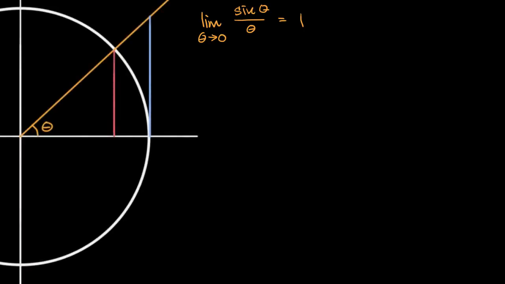What we're going to do in this video is prove that the limit as theta approaches 0 of sine of theta over theta is equal to 1. So let's start with a little bit of a geometric or trigonometric construction that I have here.